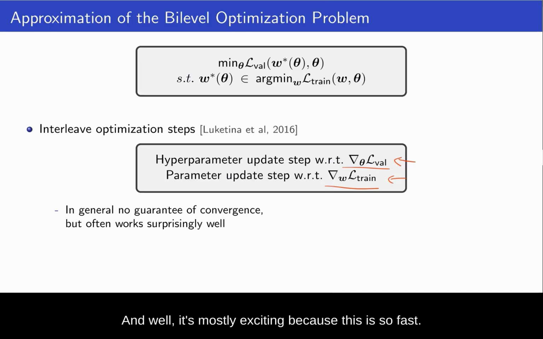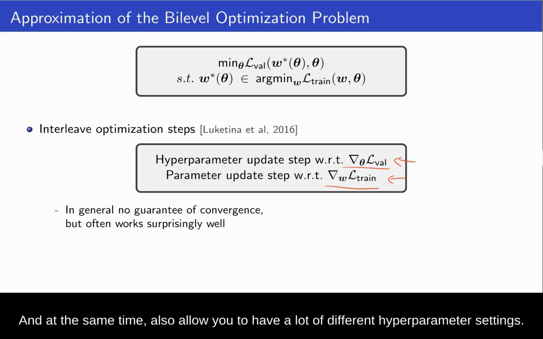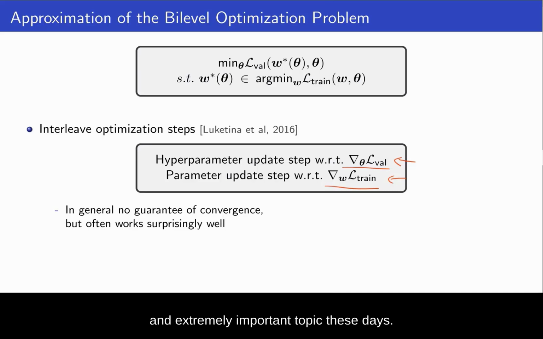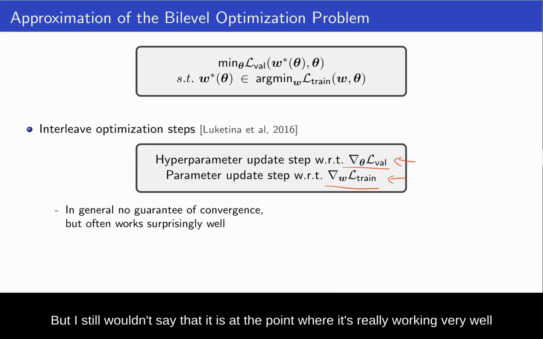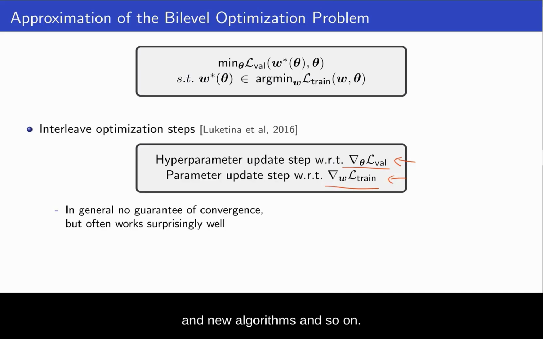And it's mostly exciting because this is so fast. It basically promises to speed up hyperparameter optimization from a 10-fold or 100-fold overhead to something like a 2-fold overhead. And at the same time, also allows you to have a lot of different hyperparameter settings. So because of that, hyperparameter gradient descent is an extremely relevant and extremely important topic these days, but I still wouldn't say that it is at the point where it's really working very well for all kinds of different problems and all kinds of different new data sets and new algorithms and so on.